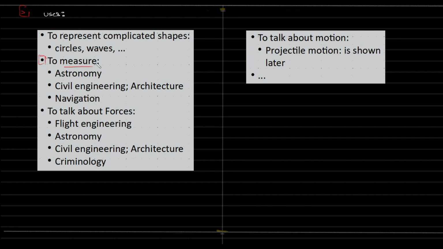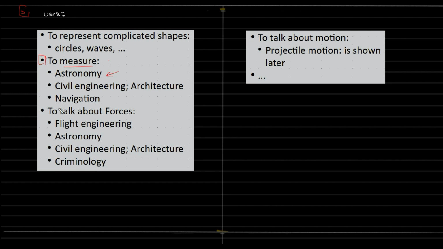We can use trigonometry to measure things. This is a topic that we'll be seeing later under applications of trigonometry. Since you can measure, space scientists, astronomers, civil engineers, architects, and navigation, that is to navigate through things, all use trigonometry. Again, this is a small list of things. There are plenty of things that I have left out.